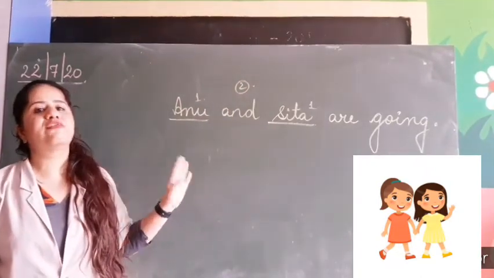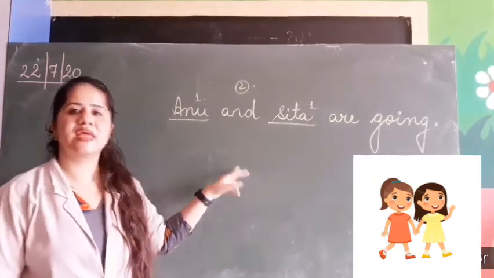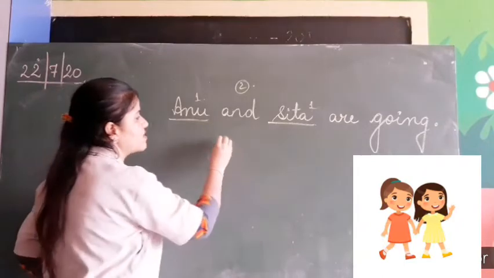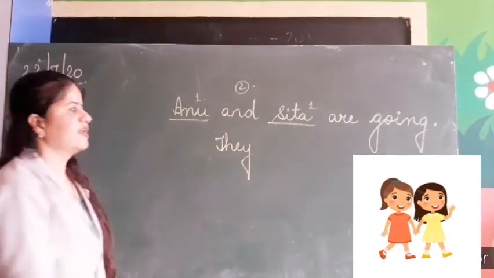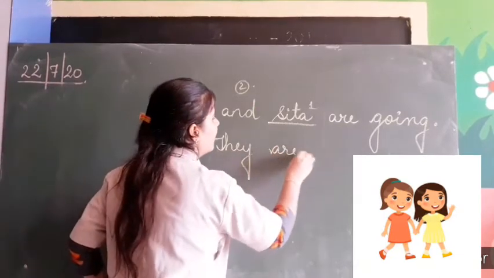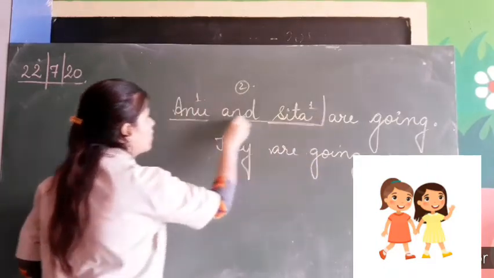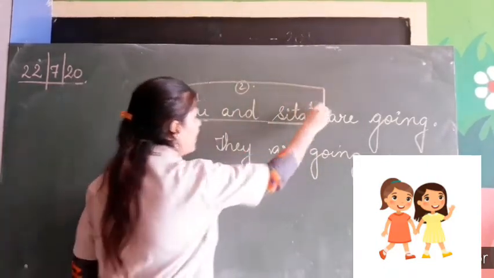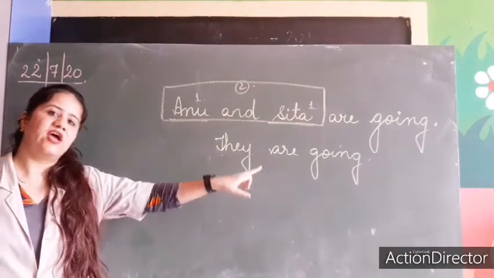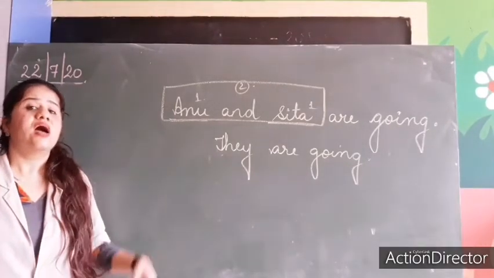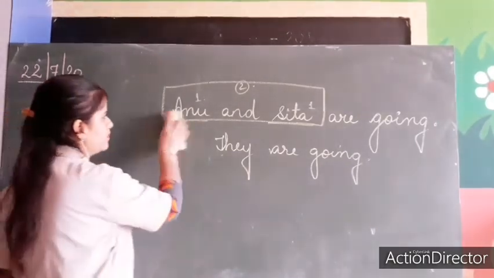I told you that whenever there are more people, what will come? Which pronoun can I use? I can use they. I can say they are going. So in place of Anu and Sita, I have written they. They are going. Now when do we use we? I will tell you.